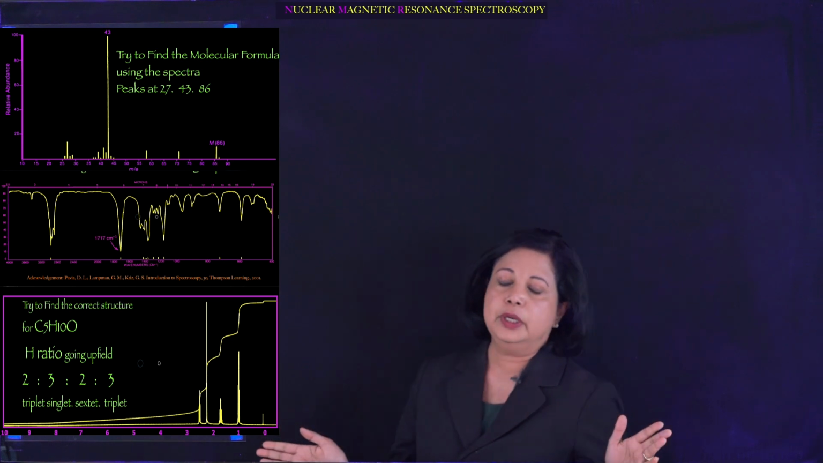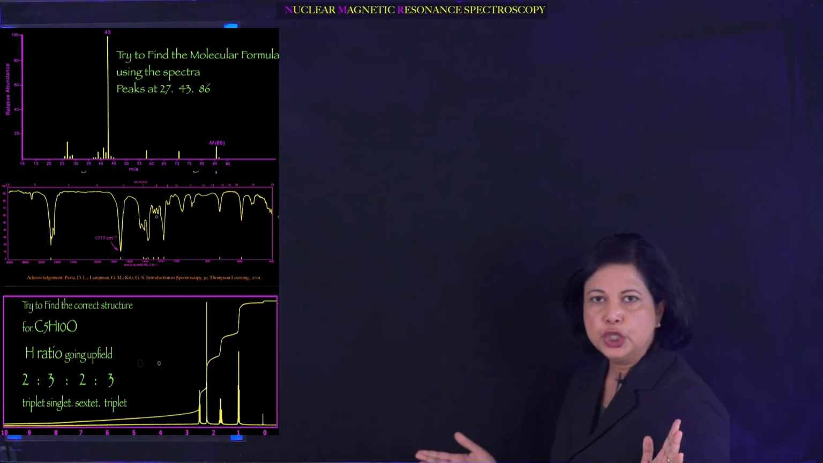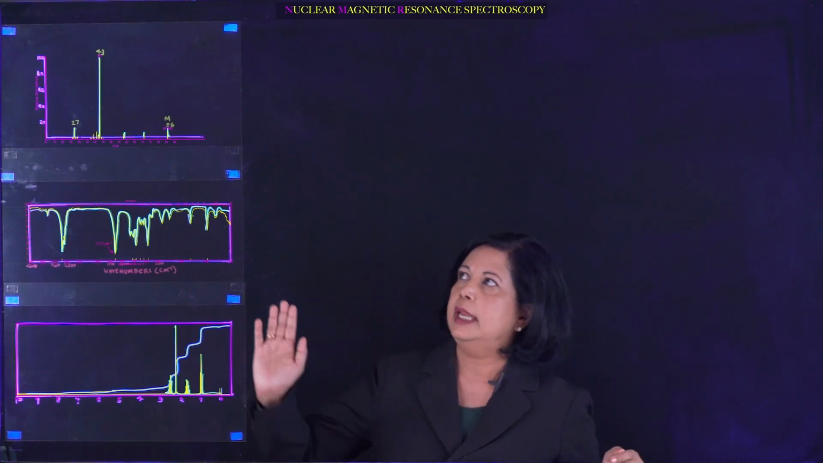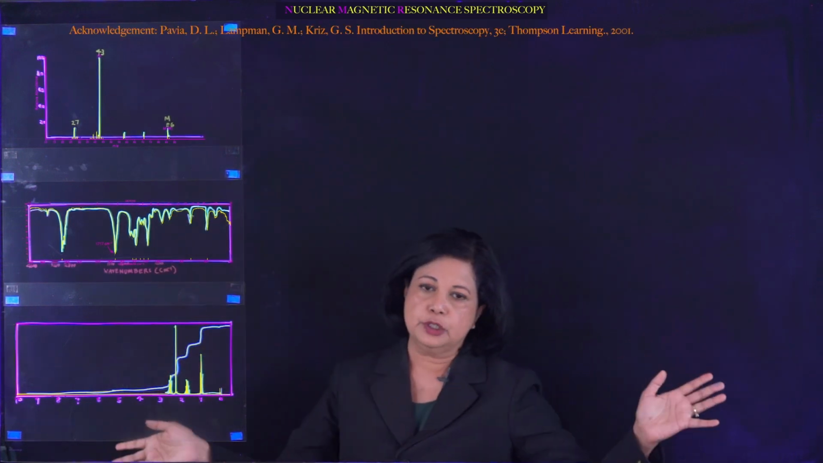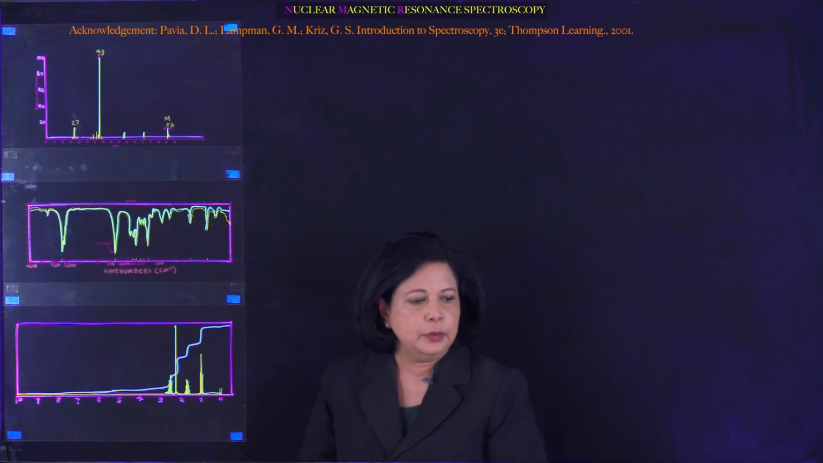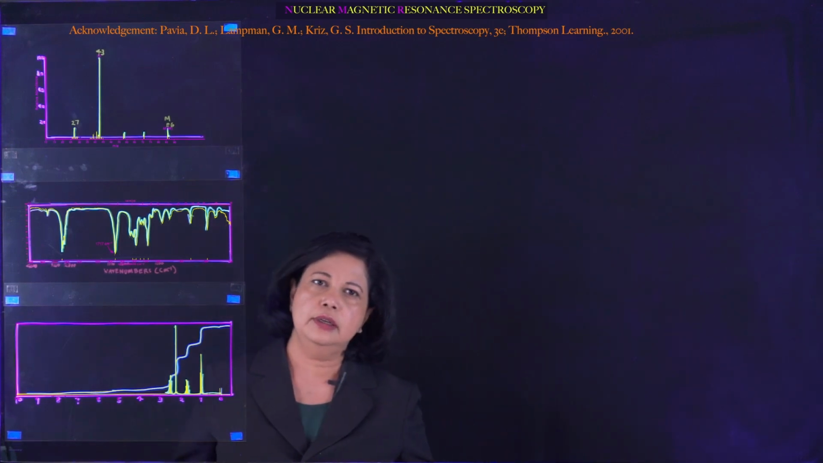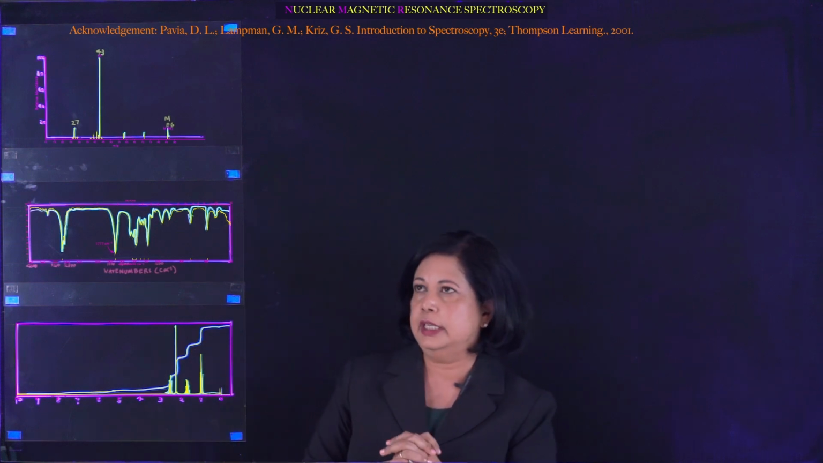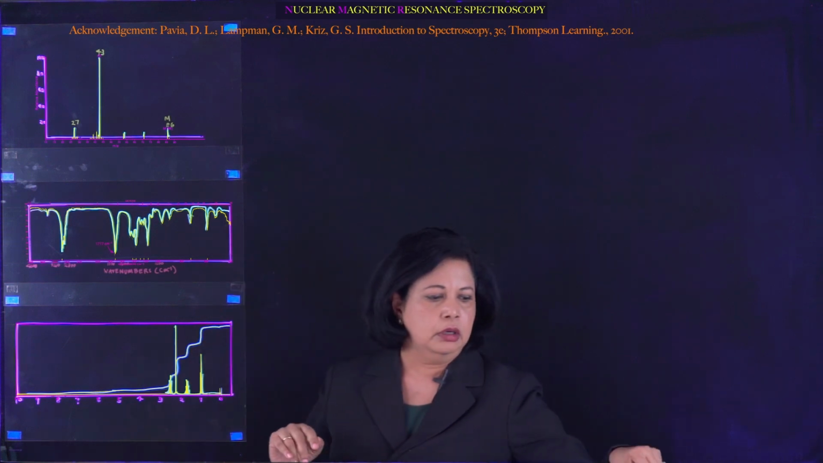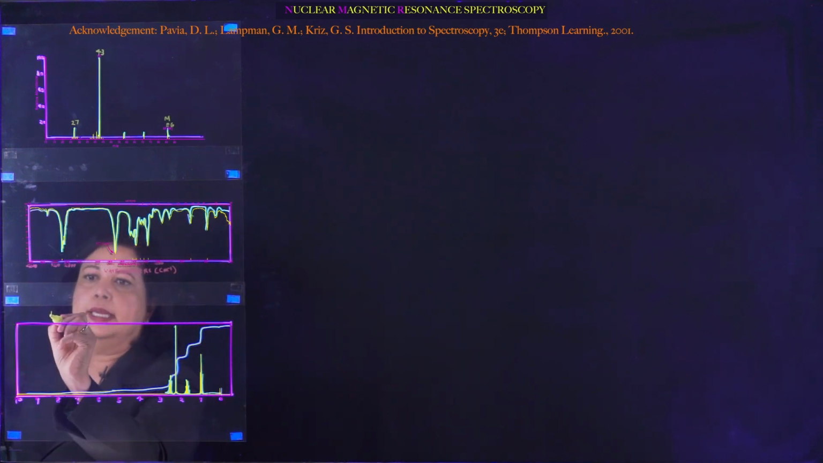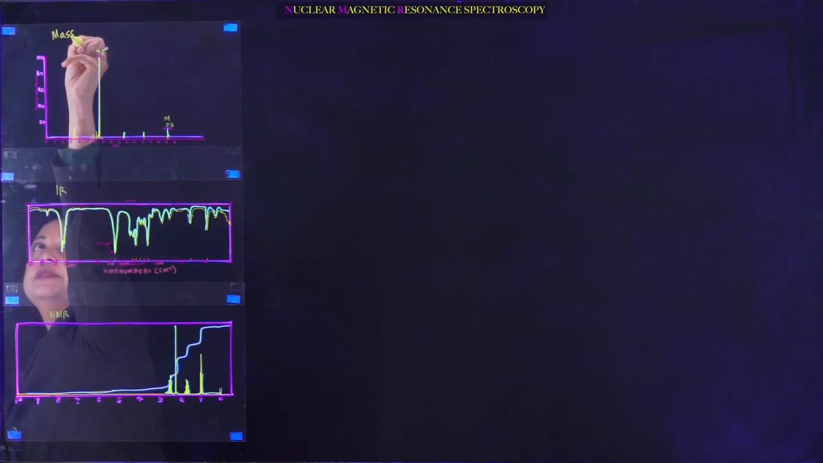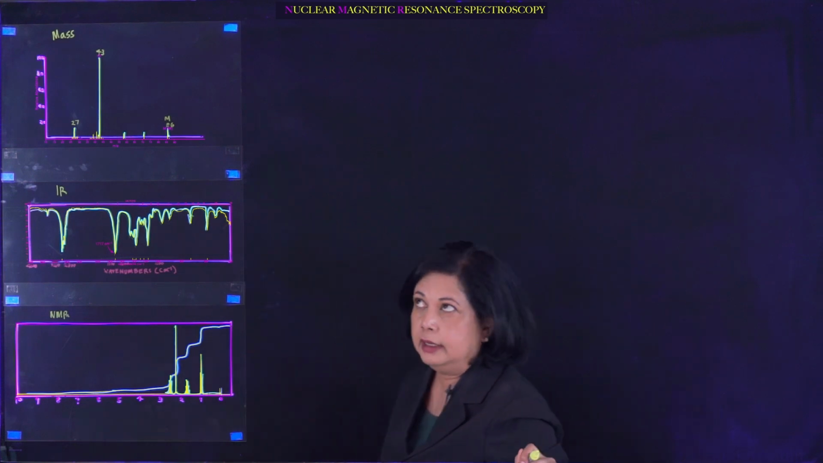Welcome everybody. We're going to try to solve for a structure of a molecule using a combination of spectra. So it's a combination spectral problem, and we did one before. We're going to apply the same principles here. We have an NMR, an IR, and a mass spec. And this is typically what you would have in a lab when you have an unknown molecule.